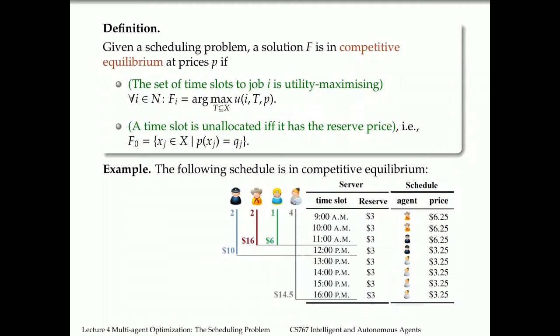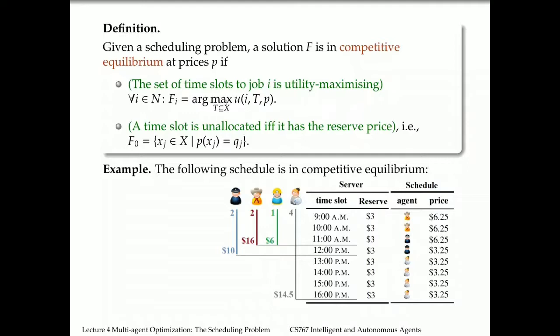So what is a competitive equilibrium? Given a scheduling problem, a solution is in competitive equilibrium at certain price if the two conditions hold. The first condition is that the set of time slots assigned to job I is utility maximizing. This means that you cannot get a higher utility if you receive a different bundle of time slots. Right, so the current time slots, Fi, will be the one that give this agent the maximum utility.